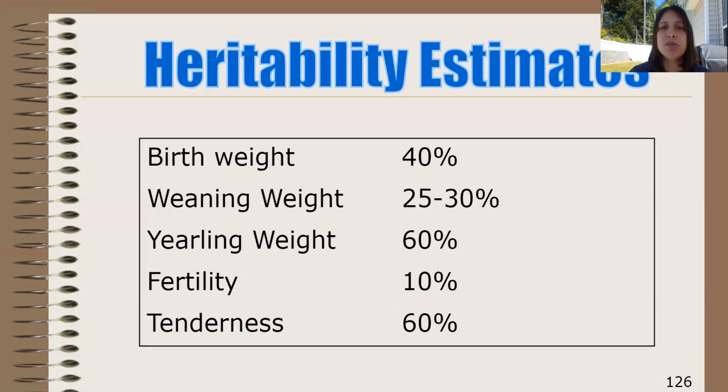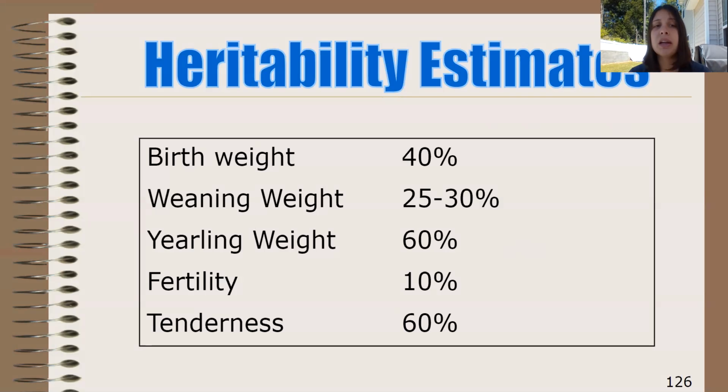So here are some examples of heritability estimates that are commonly used with livestock producers, typically cows and pigs. When we talk about heritability estimates, it's more than likely going to be about cows and pigs. Birth weight is a really common one. Birth weight has a 40% heritability estimate.